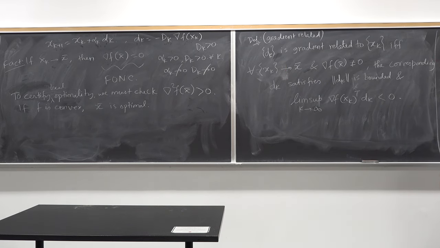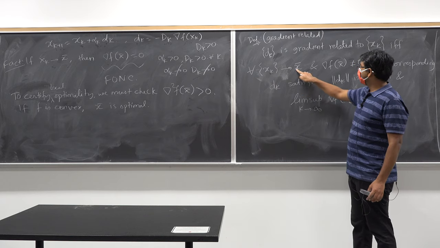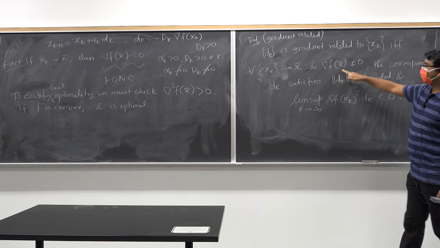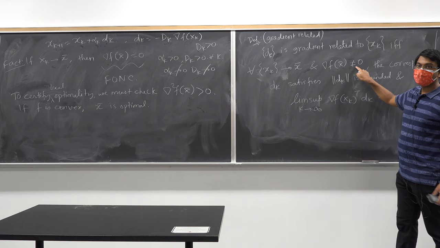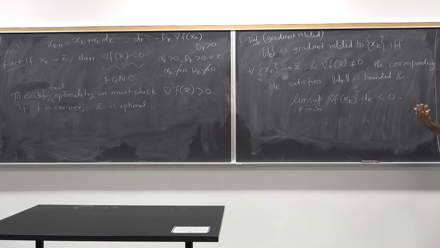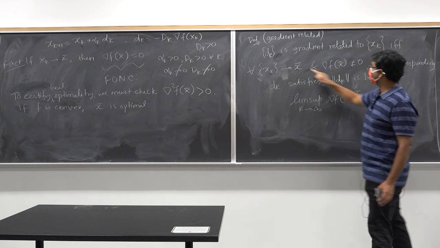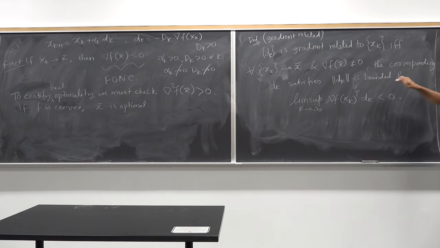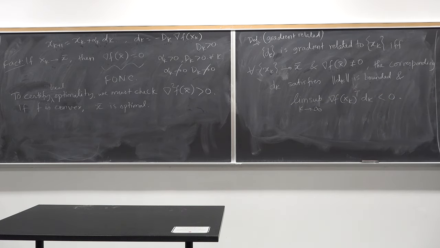So I pick a sequence xk that converges to a non-stationary point. Non-stationarity means the gradient of f at x bar is not equal to 0. I can pick any sequence in the space, and I pick a sequence which converges to a non-stationary point. Then the corresponding dk is bounded. It's not like dk is going to infinity.